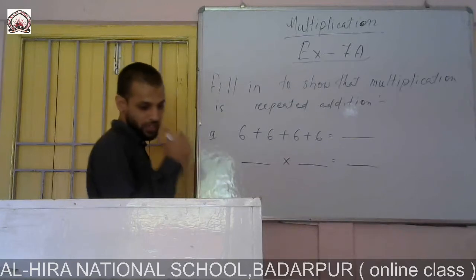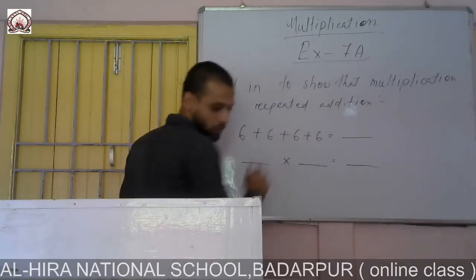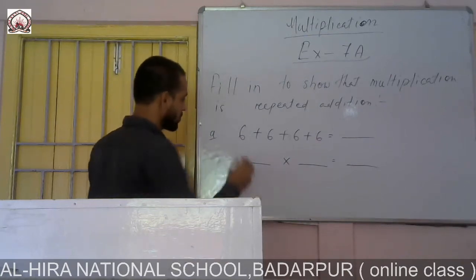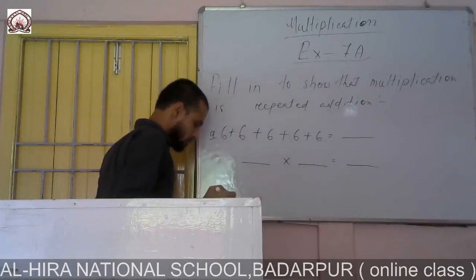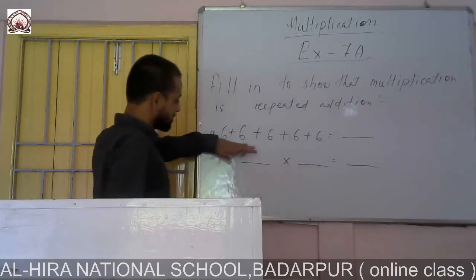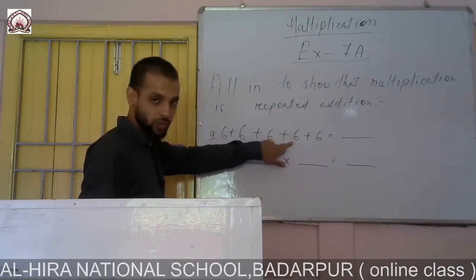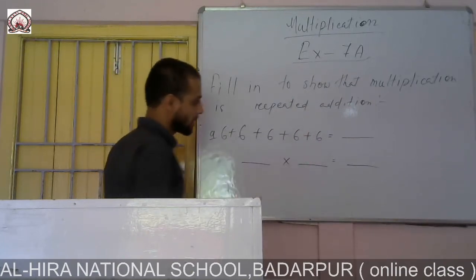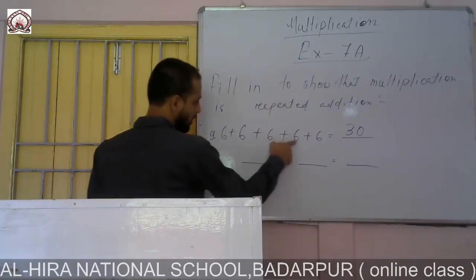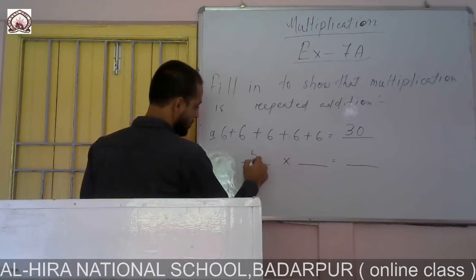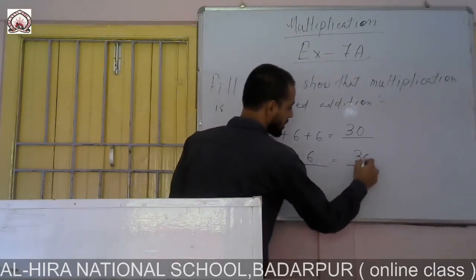If we add, how many 6 are there? 1 2 3 4, sorry, one more will be there. That means 1 2 3 4 5, five 6s are there. Five 6s equal what? If we add 6 plus 6, 12. Then another 6, 18. 18 plus 6, 24. 24 plus 6, 30. You will get 30. How many 6 are there? Five 6s. That means here you have to write 5 multiplied by 6 equals 30.